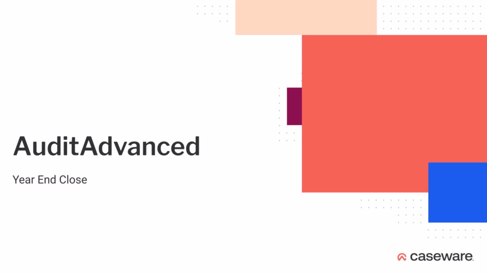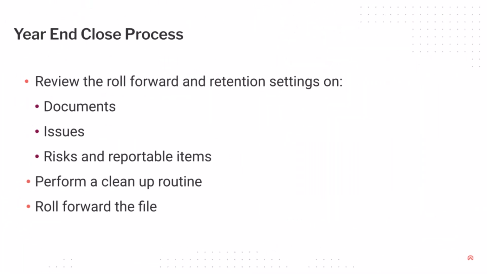In this video, we will look at how to carry out a year-end close on an AuditAdvanced file. There are three areas that need to be looked at when rolling forward your file: review, roll forward and retention settings, in documents, on issues, and on risks and reportable items, the need to perform a cleanup routine, and finally, rolling forward the file.